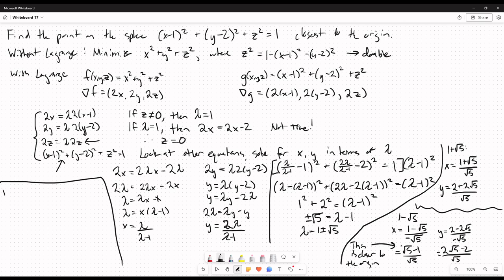the closest point is, my x-coordinate is square root of 5 minus 1 over square root of 5. My y-coordinate is 2 square root of 5 minus 2 over square root of 5. And my z-coordinate is 0. So there we go. We have solved that problem using Lagrange multipliers.